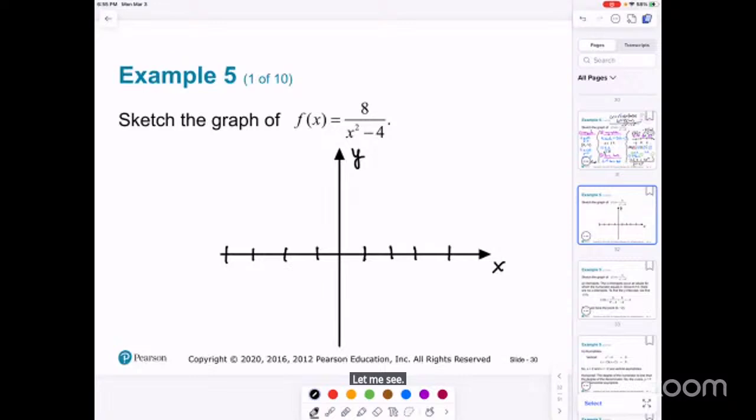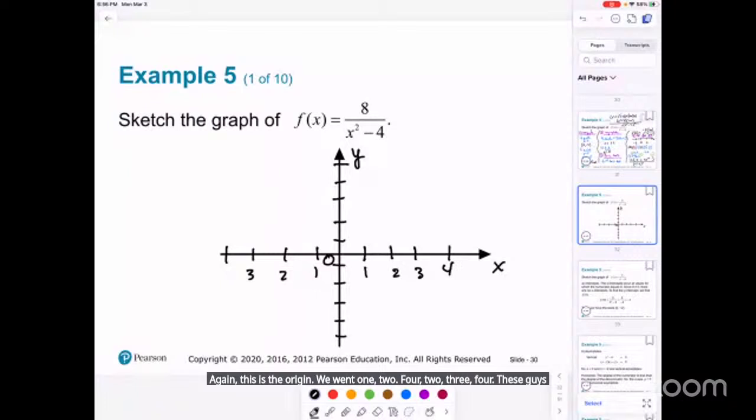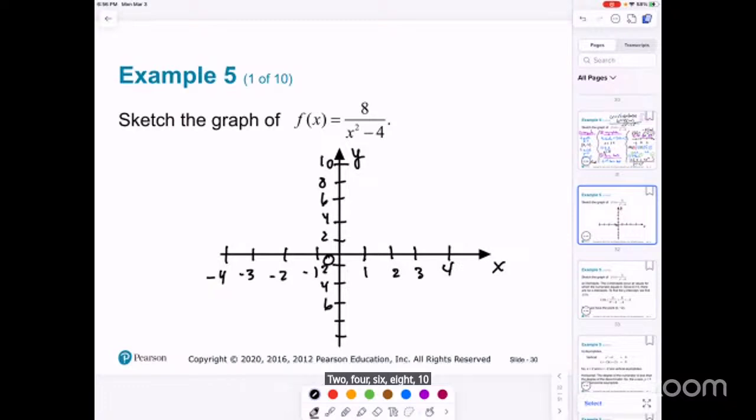Let's do 3, 9 minus 4. I'm thinking like 5. I'll go up to like 10. I'll go up to 10 in either direction. Let's see, 2, 4, 6, 8, 10. 2, 4, 6, 8, 10. Again, this is the origin. We went 1, 2, 3, 4. These guys are negative. We went 2, 4, 6, 8, 10. These guys are negative. Okay.